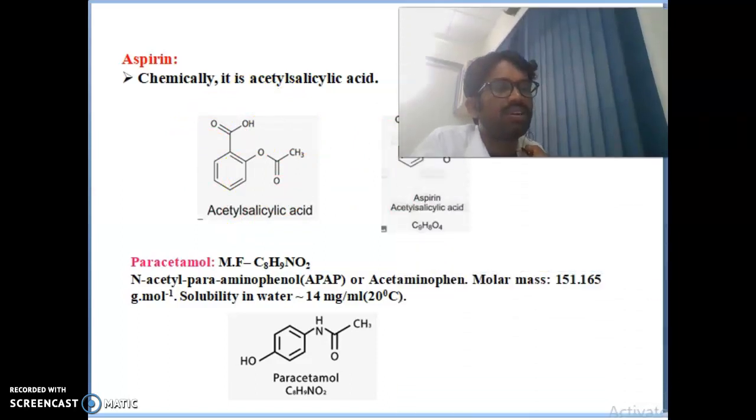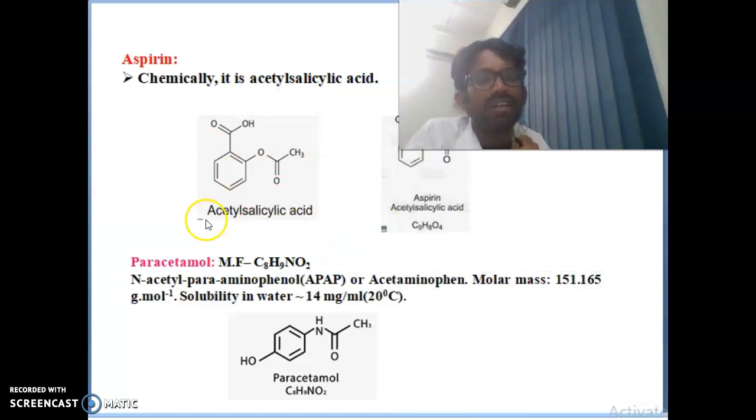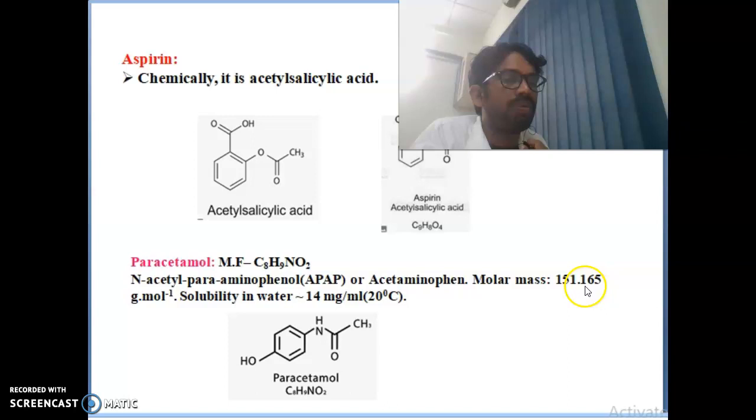Next one, you can talk about paracetamol, one of the useful drugs or useful medicines. Molecular formula is C8H9NO2. Simply the name is N-acetyl para-aminophenol, APAP, or another name is acetaminophen. The molecular mass is 151.165 gram per mole. Solubility in water is 14 milligram per ml at 20 degrees Celsius.